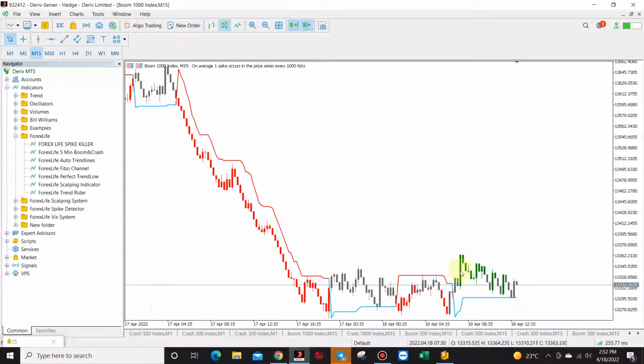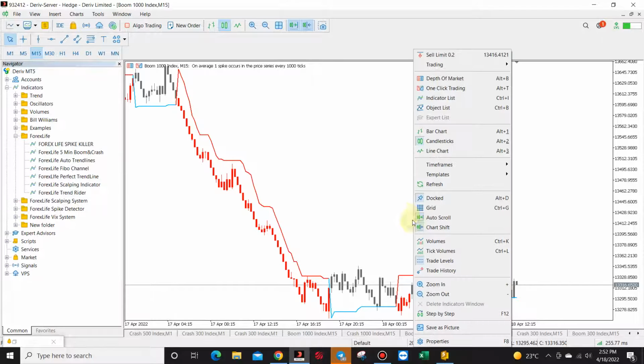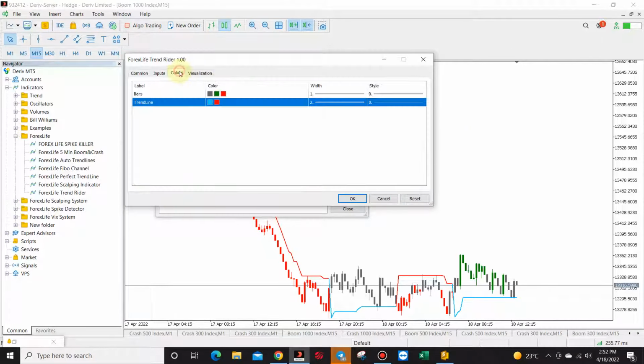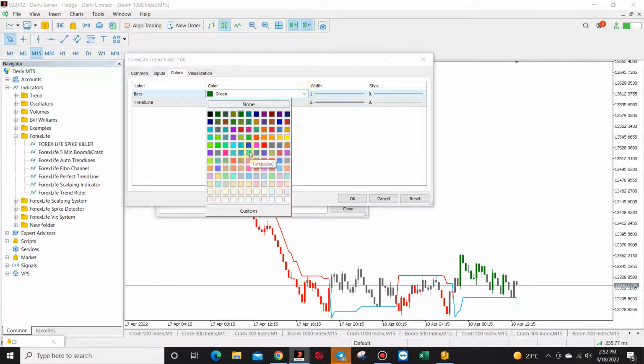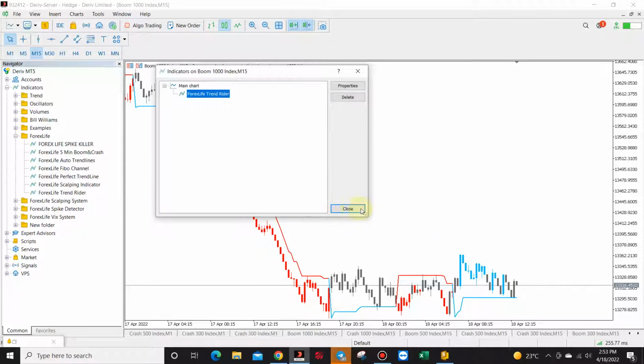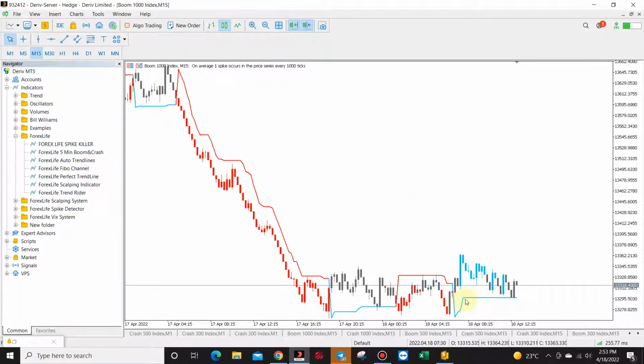If you want, you can change the color of the candles to match the Trend Rider. So let me do that to make it just a bit easier on the eye for you guys. So we're going to change the green and we're going to change that to, let's say, the deep sky blue. Okay, so now it's blue and blue, red and red.